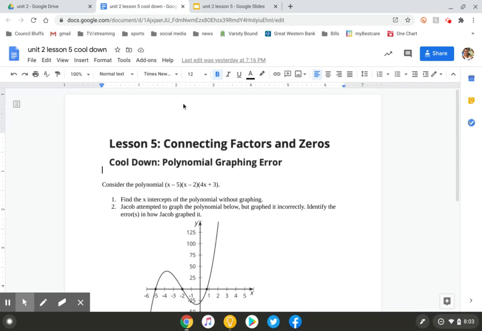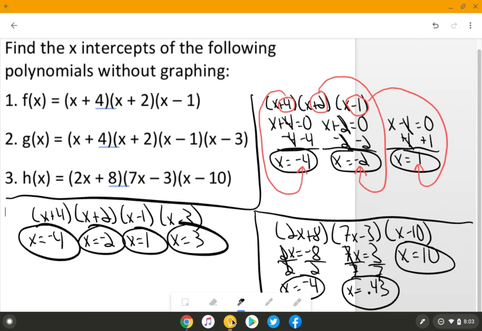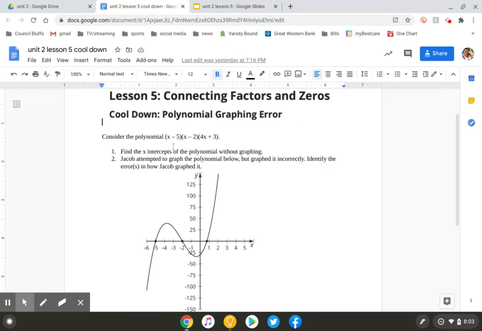Let's take a look at the cool down for tonight. All right. The purpose of the x-intercepts is that it tells you where the graph crosses the x-axis. So we have a polynomial here, and you should be able to find those x-intercepts quickly without graphing. Number 2, Jacob attempted to graph the polynomial below but graphed it incorrectly. Identify the error or errors in how Jacob graphed it.